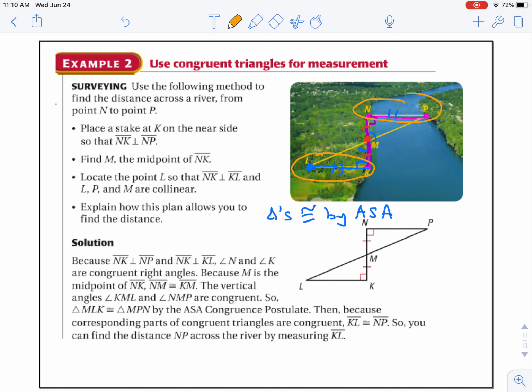This is a lot of what they do in surveying. This is actually in your textbook, so you can always look back and see the solution listed there. It's an interesting way to apply what we've been doing with triangle congruence and CPCTC so that we can measure things that are very difficult to measure. That is the end of section 4.6.